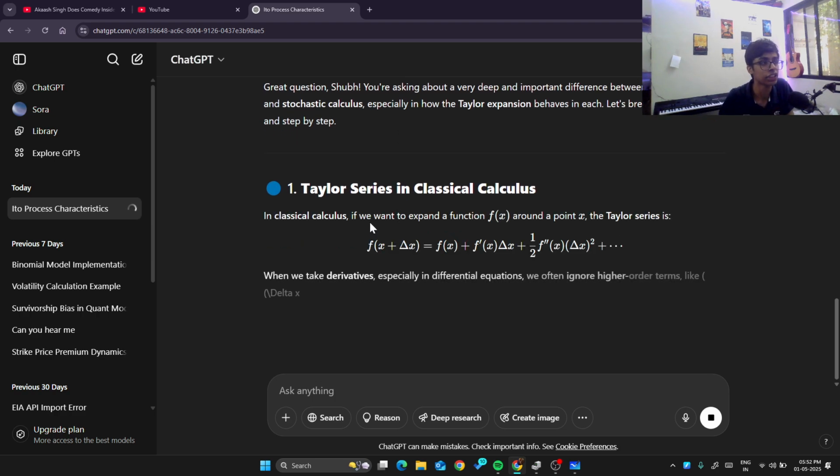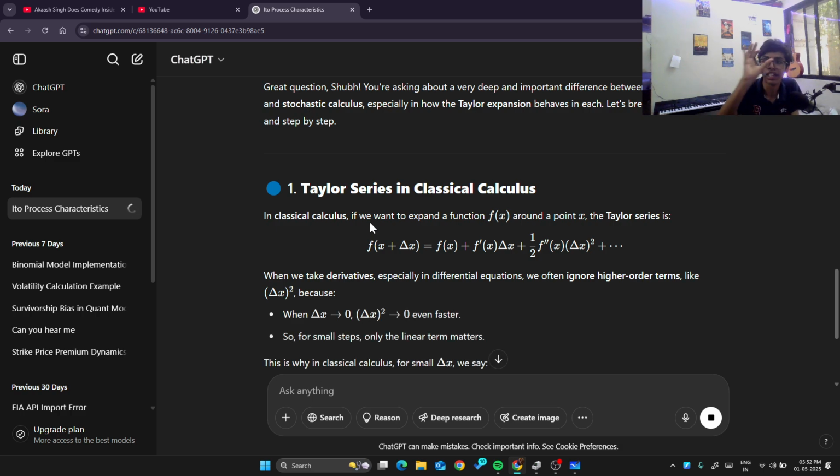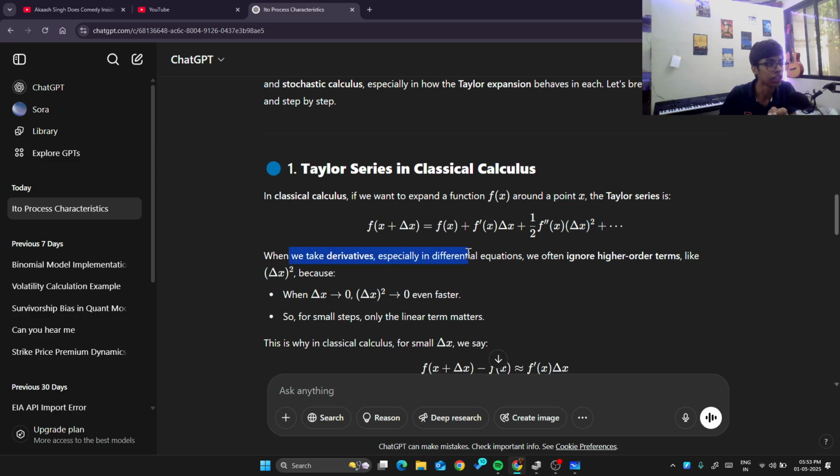So Taylor series is a function approximator. For any continuous function, if we don't have the value or the derivative, we can approximate any function, line function, curve function, anything. It is a function approximator. In classical calculus, expanding a function around a point x is the Taylor series. You can see f(x), the function, and then we take the derivative, and there will be a second order term of the Taylor series, right? When we take the derivative, especially in differential equations, we ignore higher order terms like x squared. We ignore this because its value is very small. You can see the delta.